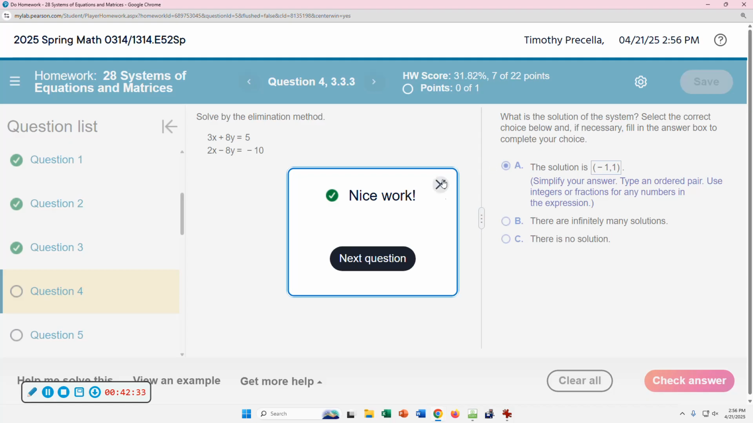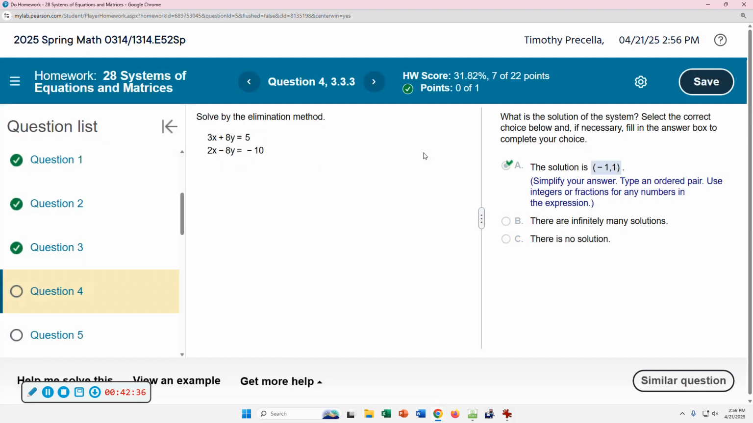Now, at this point, you can check these answers without too much trouble just by plugging in. If we took -1, comma 1 and plugged -1 in for x and +1 for y, we should be getting 5 on the first one and -10 on the second one. 3 times -1 is -3. 8 times 1 is 8. So -3 plus 8, that's sure 5. So it checks in the first one. It should also check down here.